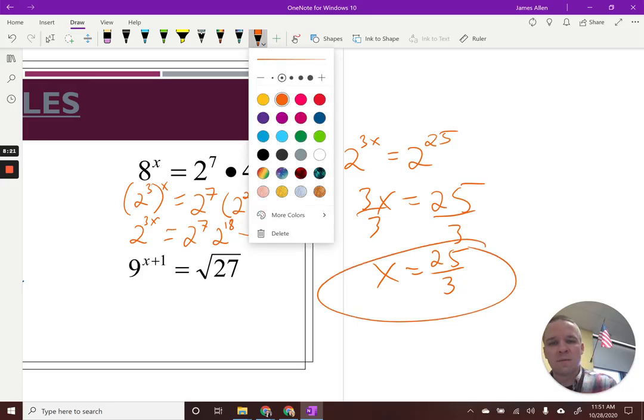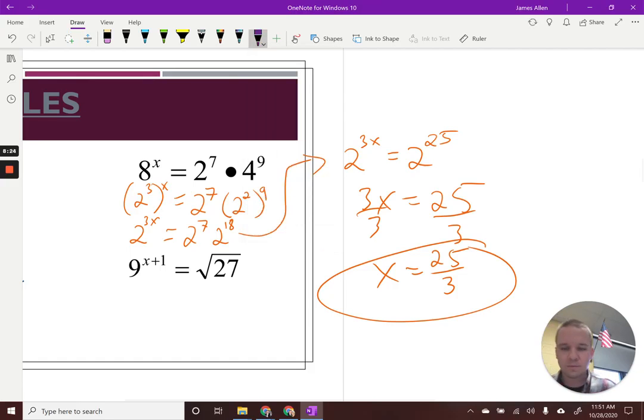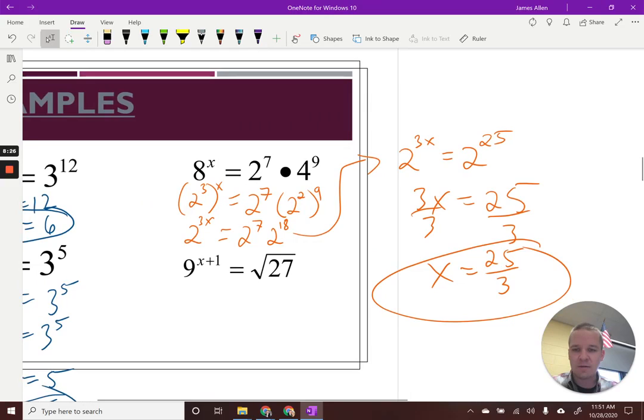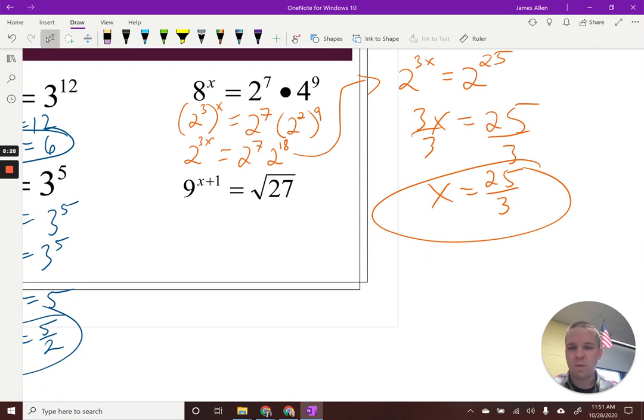Uno más. Uno más. Purple. So I have 9 to the x plus 1 equals the square root of 27. Okay. First off, I think I'm going to write this as 27 raised to the 1/2. Let's change it to exponential form, right? We can go either way with those. I can change exponential to radical, radical to exponential. This is going to be more advantageous in our solving of this problem.